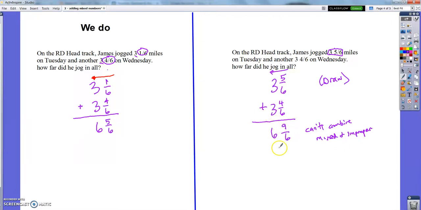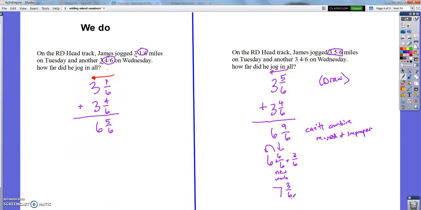So what I'm going to do, I'm going to rewrite that as 6 and 6/6 and 3/6. So I'm going to make a new whole. And I'm going to regroup it over here. So I'm going to make that now 7 whole miles and 3/6 of a part. Just like I got with my drawings.